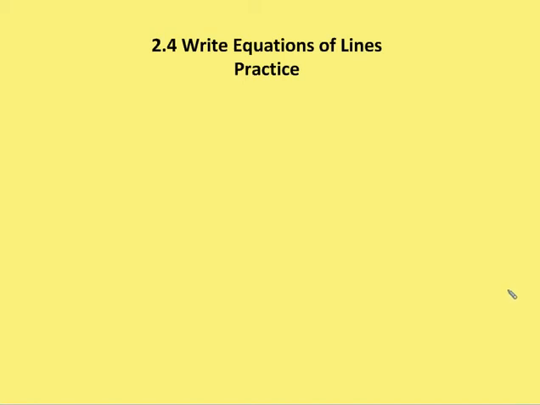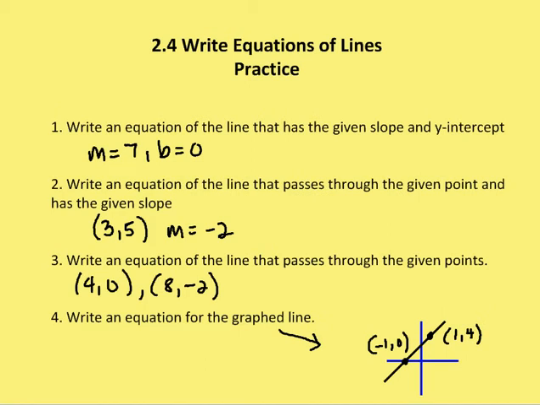In this edition of Auten Math, we're going to have some fun writing equations of lines. We're going to do some practice. Okay, we got 4 problems for you. Number 1, we're going to write an equation of a line that has a given slope and a y-intercept.